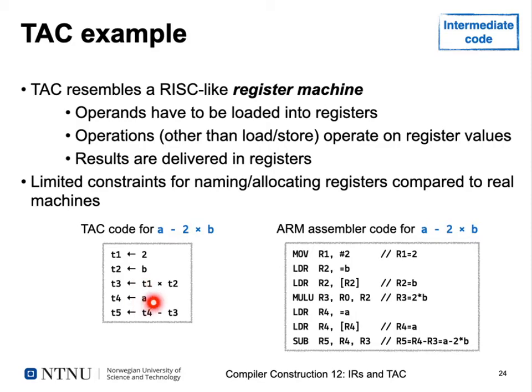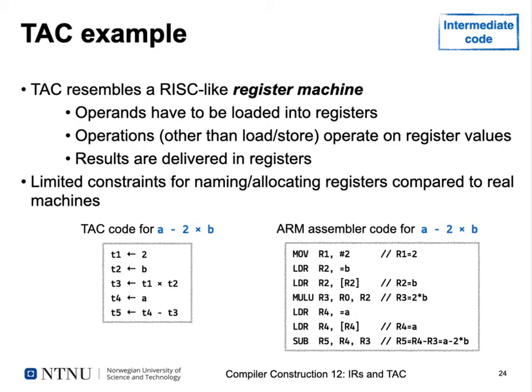And finally we need to consider a for our subtraction, so we copy a into T4, and then we subtract our intermediate result 2 times b, which we stored in T3, from the value of a in T4, and finally assign this to T5. What we don't have here is storage, so if we want to store T5, we would need a store instruction again. Now if you look at the right hand side example, this is ARM assembler code for a real ARM processor for the same expression, and if you look closely, it looks rather similar.